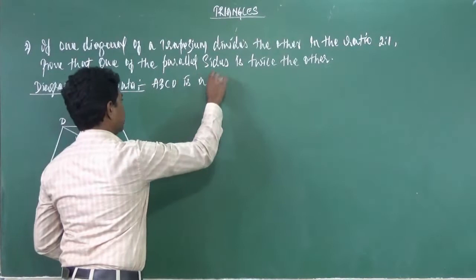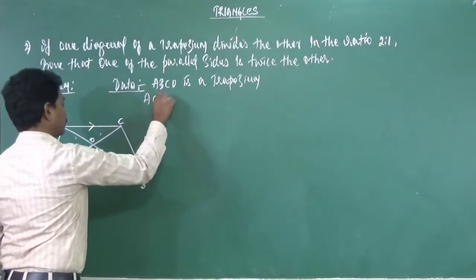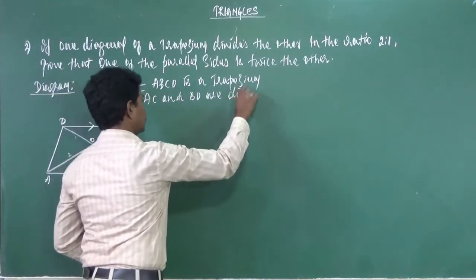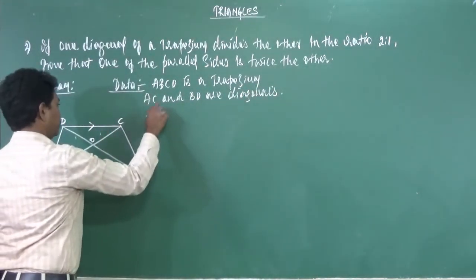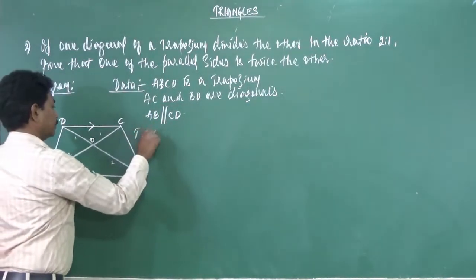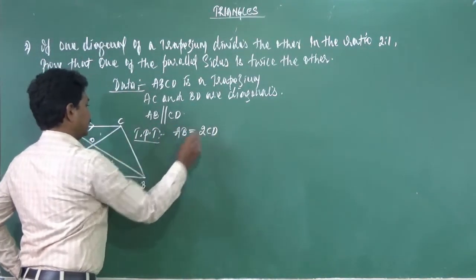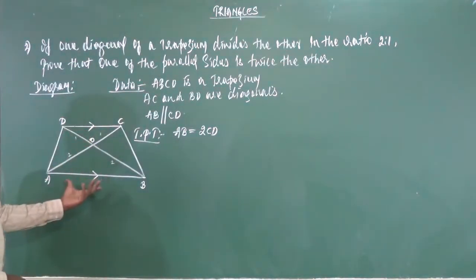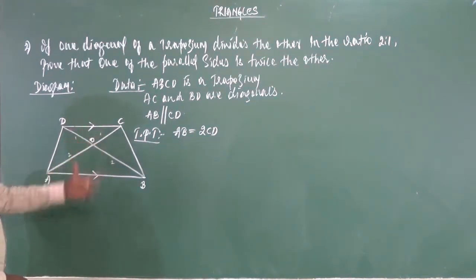ABCD is a trapezium. AC and BD are diagonals. Okay, and AB parallel to CD. AB and CD are the parallel sides. So what is to be proved? It is to be proved that AB is twice CD. That is, one of the parallel sides is twice the other. We can see by inspection AB is looking bigger than CD. So therefore you have to prove that AB is twice CD.